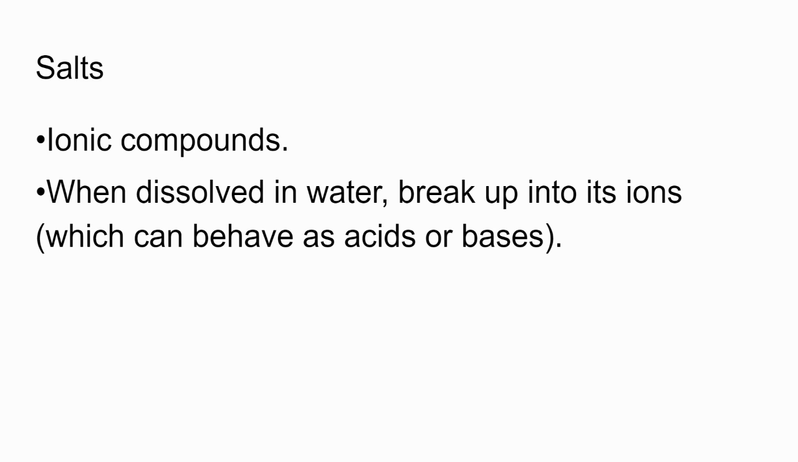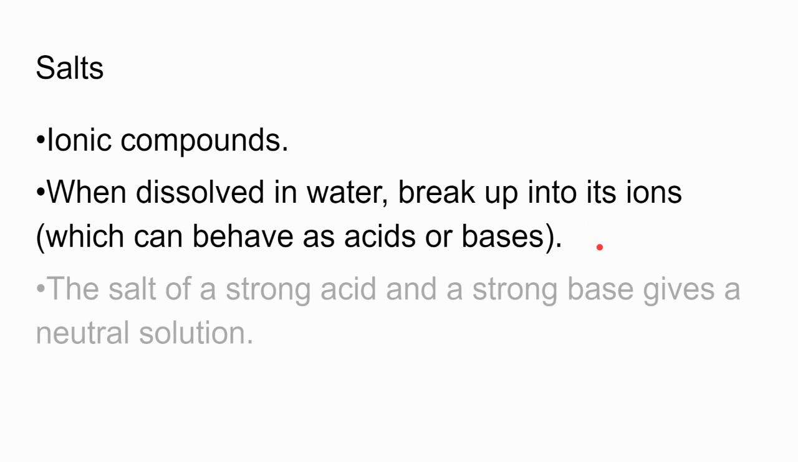Keep it simple with the definition for salts. They're just ionic compounds, which means a cation with an anion. The cations are usually metals or ammonium. The anions are all nonmetals or non-metal polyatomic ions like nitrate. When dissolved in water, these break up into ions, which can behave as acids or bases.